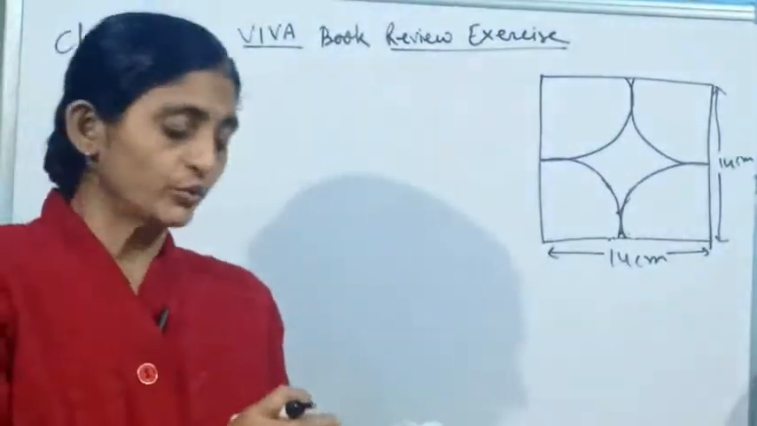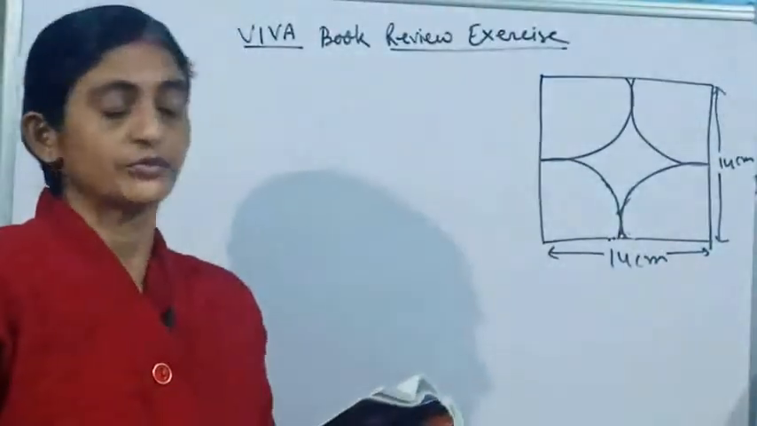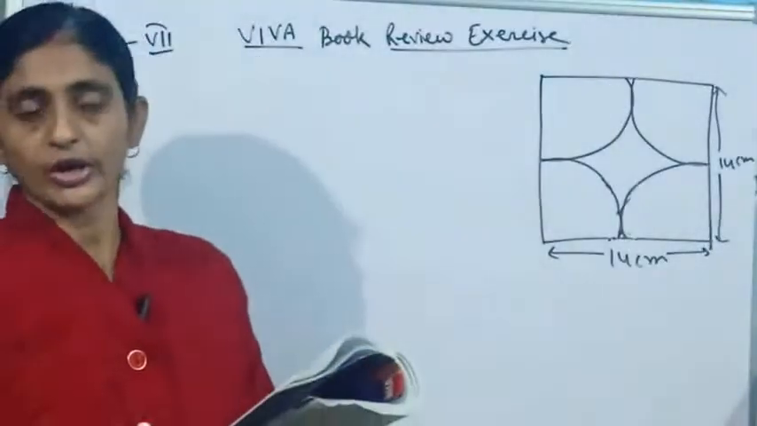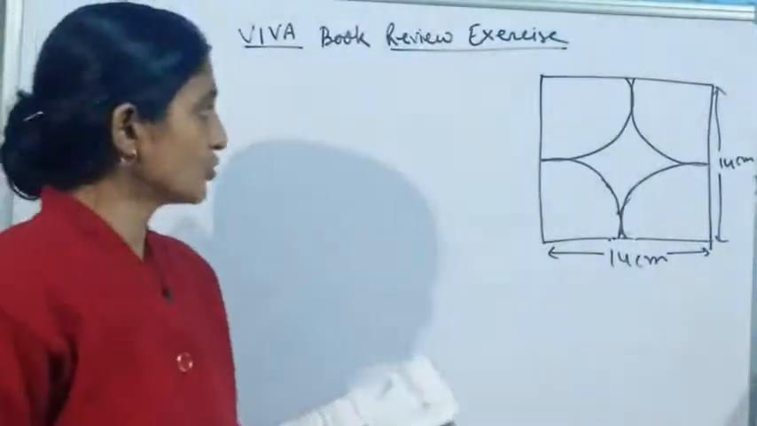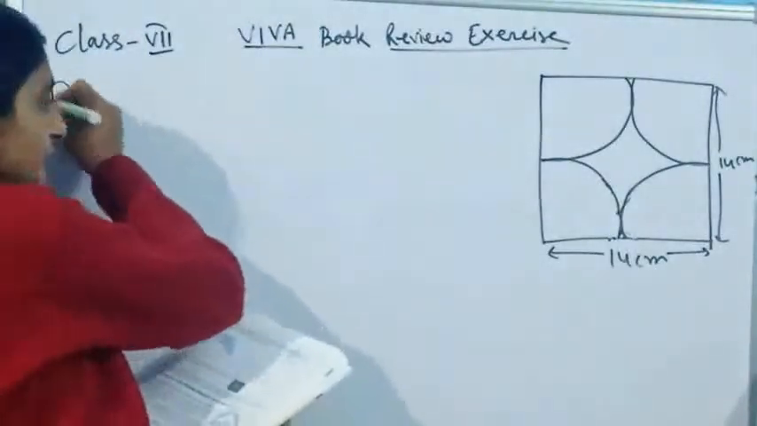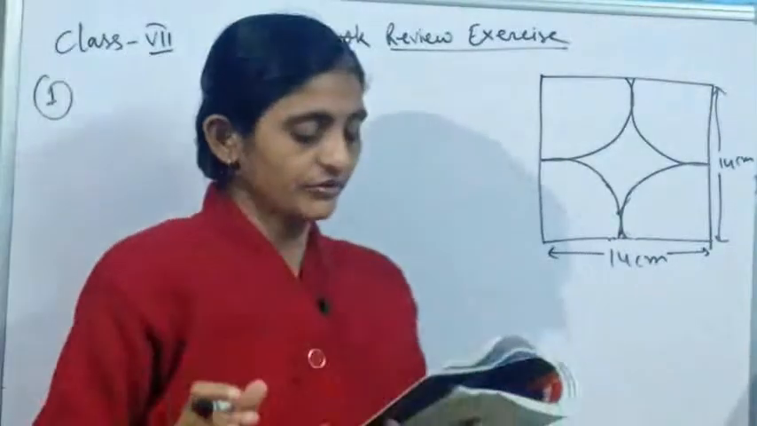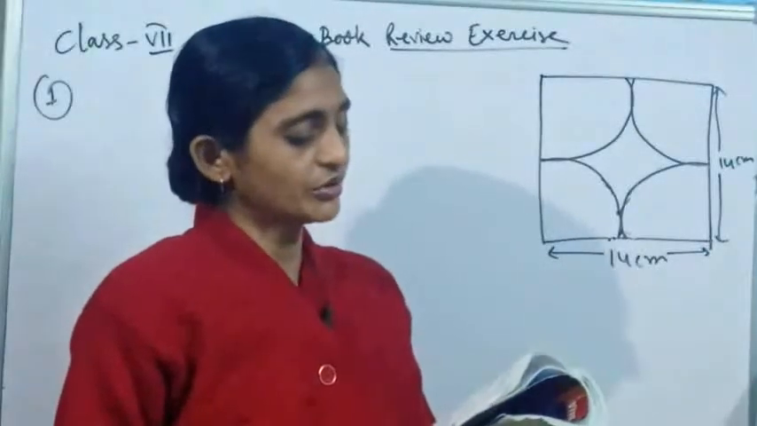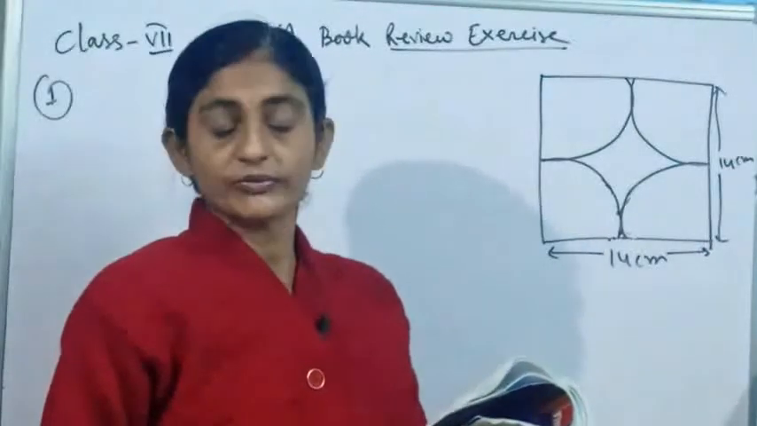Welcome children. Today we are going to do this Let's Evaluate part from your introduction chapter, that means the area and perimeter chapter from the Viva book. Here the first question I have taken from Let's Evaluate, question number 1. You can see I have drawn the diagram that has been given in the book. The question is: calculate the area and perimeter of the shaded part of the given figure.